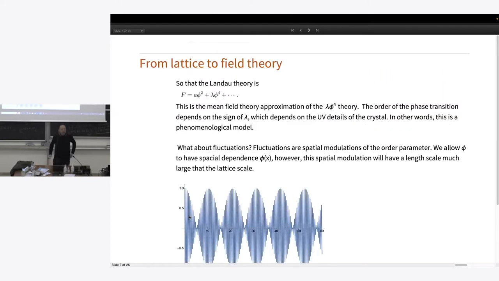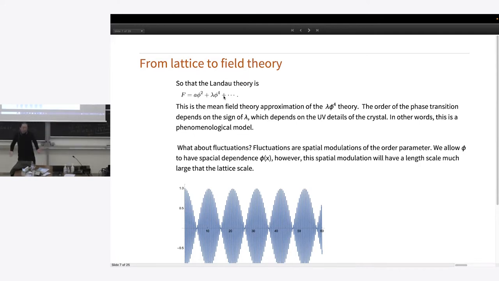We can follow Landau's story and write down the effective action, the λφ⁴ theory. The free energy is proportional to the terms that preserve this Z2 symmetry. As Andy explained in his first lecture, I guess, there's a transition happening. If A is positive, we are in the disordered phase, and the minimum of phi is located at zero. If A is negative, we have a spontaneous breaking of Z2 symmetry and we are in the ordered phase. The order of this phase transition depends on the sign of lambda. If lambda is positive, it's second order. If lambda is negative, it's first order. In other words, this is the phenomenological model. The details of the true dynamics depend on the details of the lattice interactions.